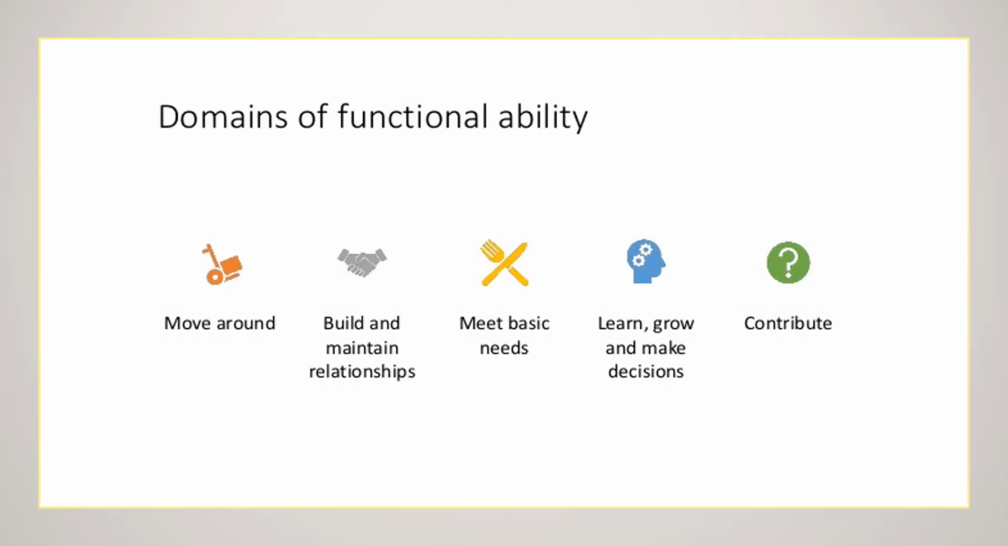Actually, the domains of functional abilities help us evaluate the capacity and functional performance of the elderly: whether he can move around, serve himself, build and maintain relationships, and whether he is usually socially involved and keeping good relationships with others. Whether he can meet his basic needs, from feeding, to preparing his food, even buying the food and dealing with money. His capability of learning, growing his talents, and making decisions, for which we evaluate his cognitive abilities, and then contributing to others, either in social activities, in helping other people, or even by contributing his opinion on some issues.